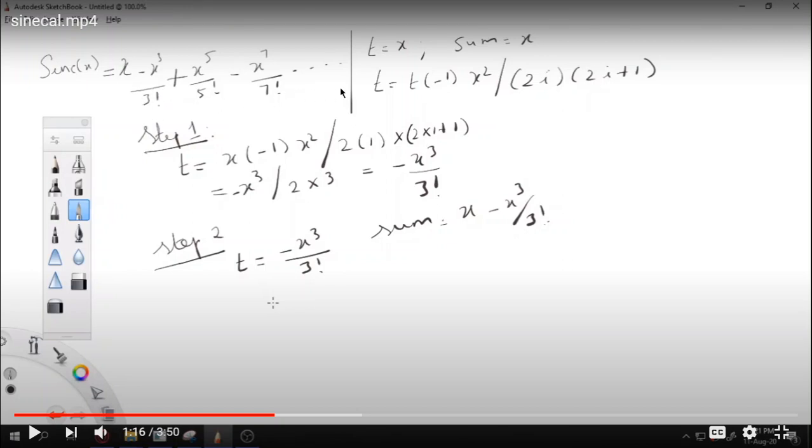Now I have just shown the steps here. Step 1: t = t into minus 1 into x square, divided by 2i into (2i + 1). Here i is equal to 1, as the first loop starts. So this is equal to x into x square, which is x cube, with a minus sign, divided by 2 into 3, which is equal to minus x cube by 3 factorial. So you have got this term now.